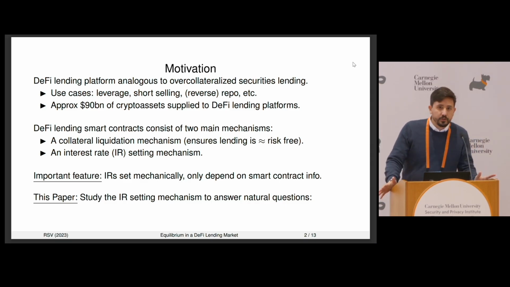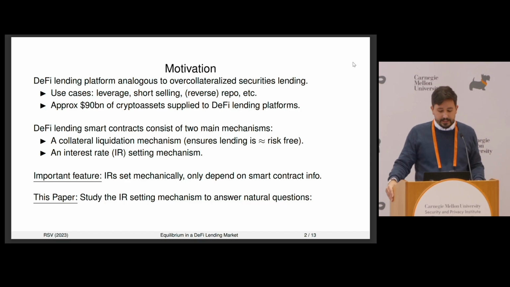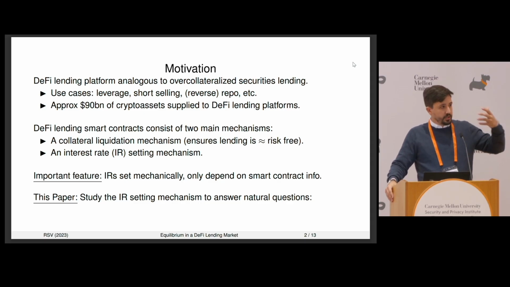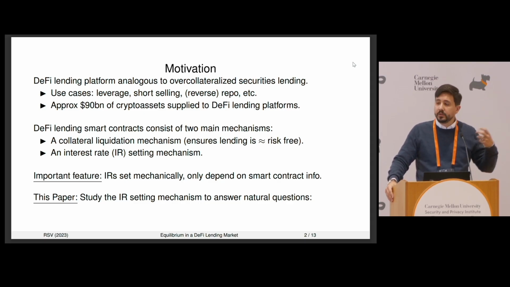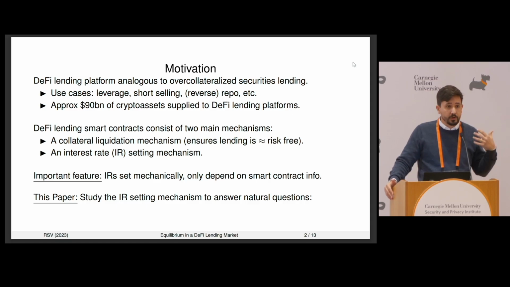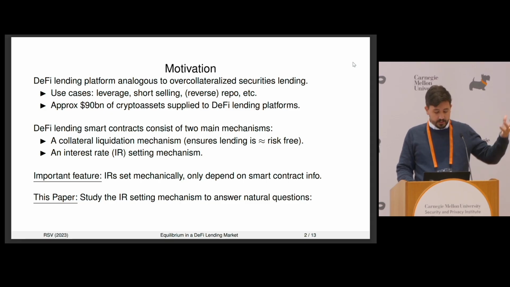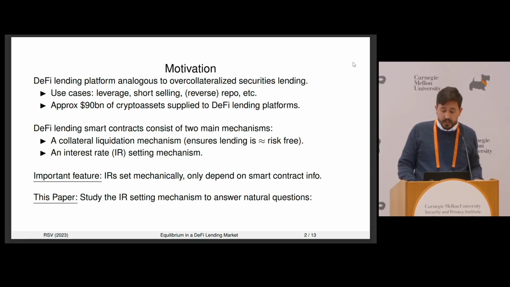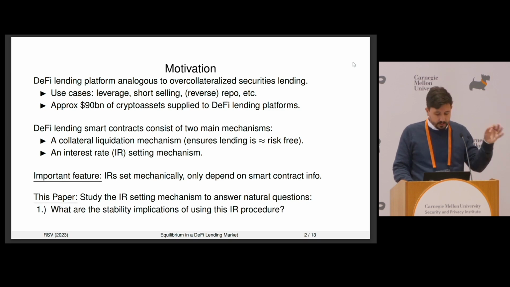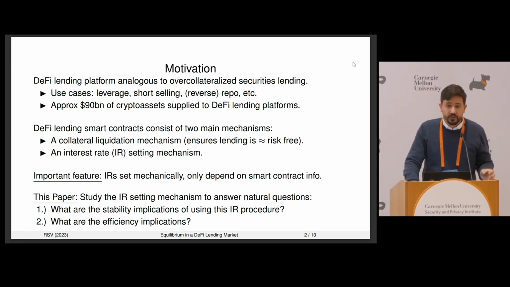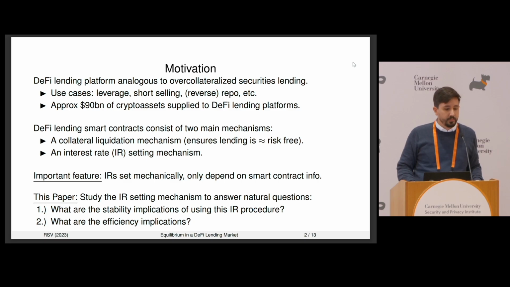Now, a key feature of the interest rate setting mechanism is that the information that goes into setting those rates only depends on information that the smart contract has available to itself. So it's natural to think this could be very inefficient, and basically we wanted to write a theoretical model to study this interest rate setting mechanism, particularly to understand the efficiency implications.